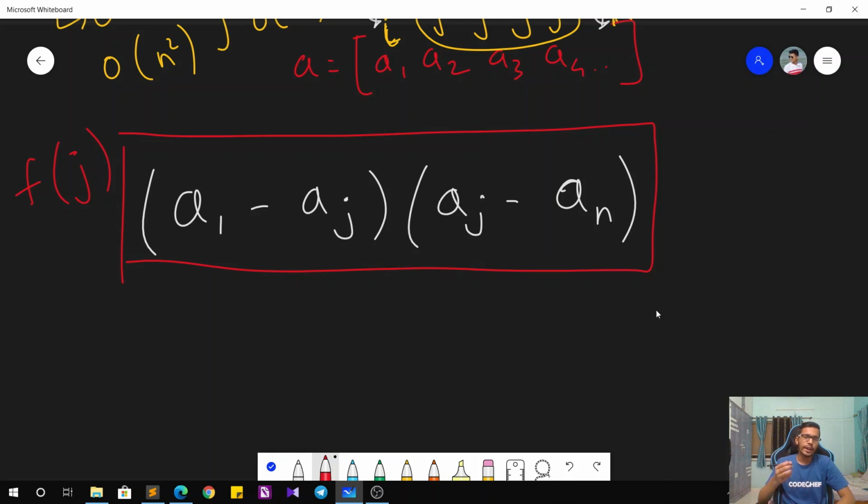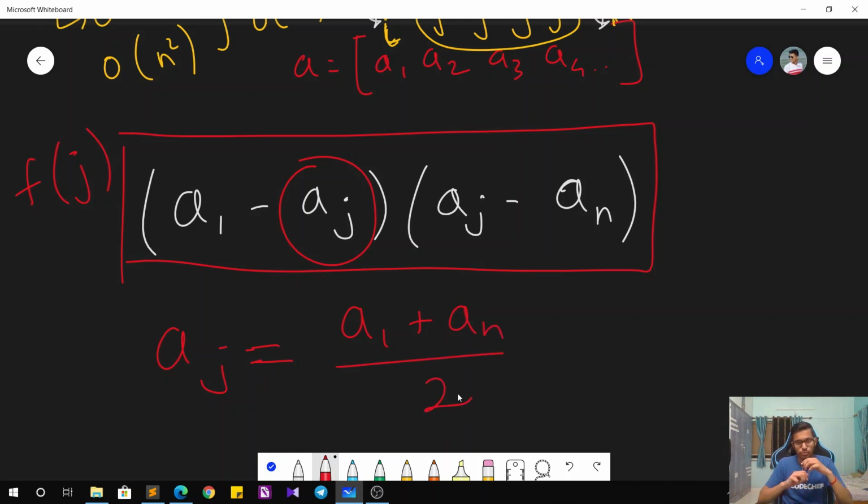So we can actually find out for what value of aj this function achieves its peak value. If you find that out, the peak comes at the value (a1 plus an) divided by 2. So does that mean we simply take the first element of the array, the last element of the array, add them, divide by 2, and then just plug in that value to get the maximum weight?